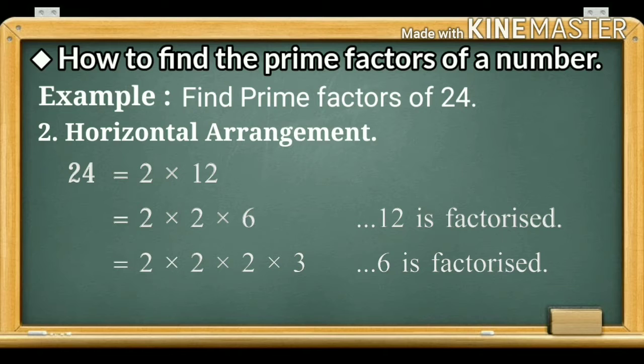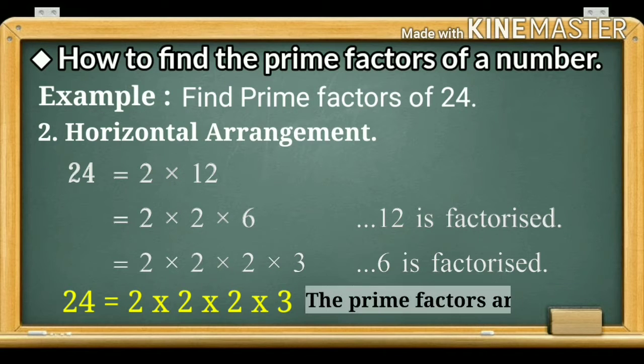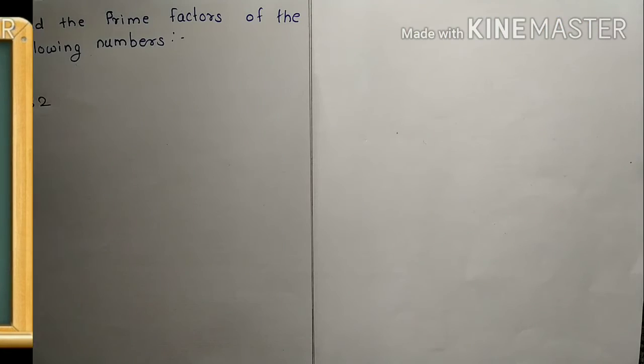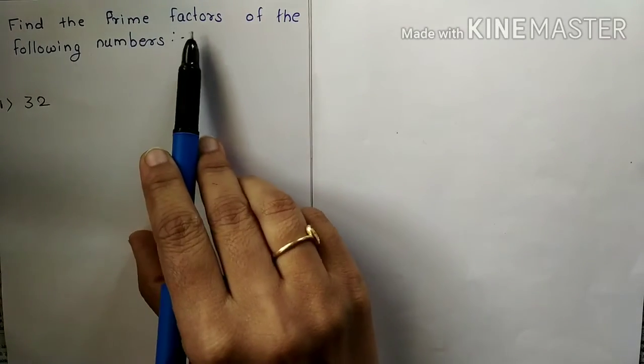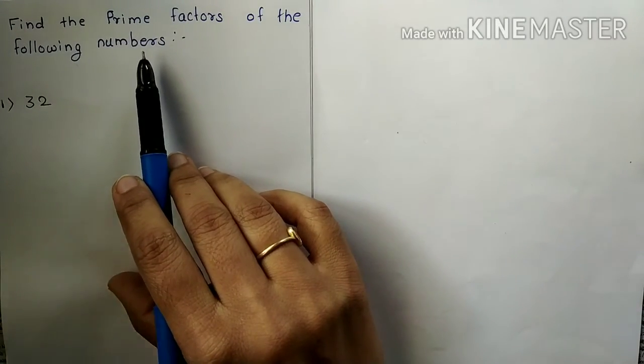That is, 24 equals 2 multiplied by 2 multiplied by 2 multiplied by 3 in a horizontal arrangement. If you observe carefully, 2 and 3 are prime numbers. That means when we factorize any composite number, we take only prime numbers. Now we will solve some examples in practice set 11. Find the prime factors of the following numbers.